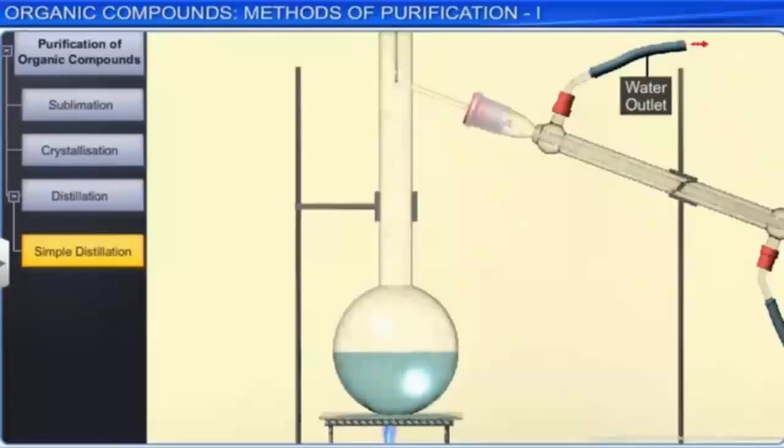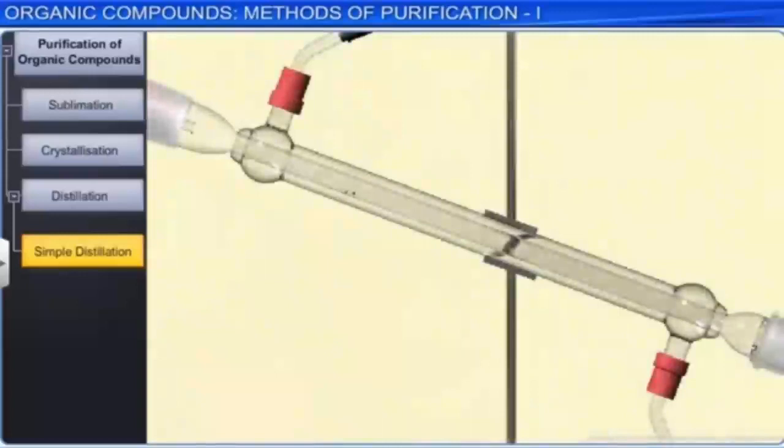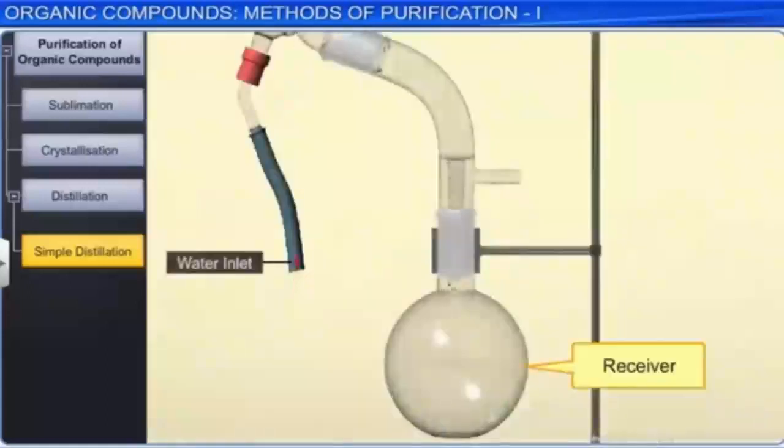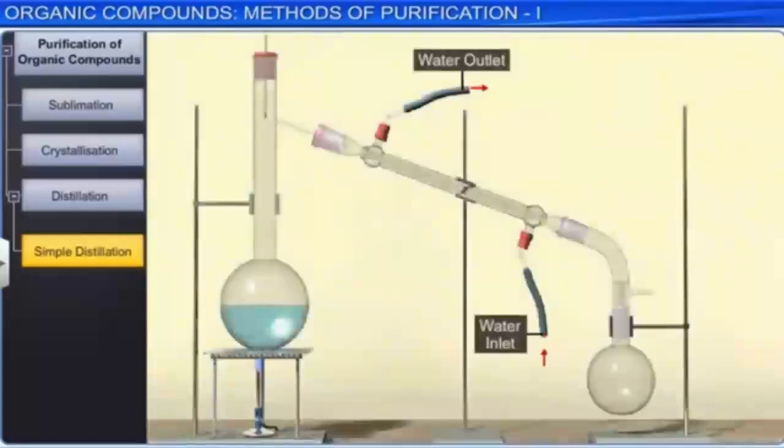The vapors are condensed by using a condenser, and the liquid is collected in a receiver placed at the open end of the condenser. The vapors of the liquid with higher boiling point that are formed later are also condensed, and the liquid is collected separately. Simple distillation cannot be used in the separation of liquids which do not differ much in their boiling points.